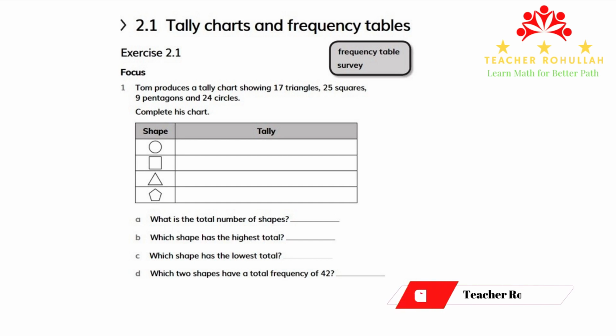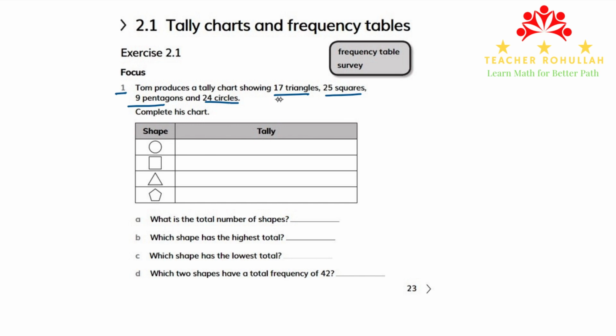In this video, we are going to work on exercise 2.1 of workbook 3 of Cambridge Primary Mathematics. The first question in this exercise says, Tom produces a tally chart showing 17 triangles, 25 squares, 9 pentagons, and 24 circles. It's now asking us to complete his chart.